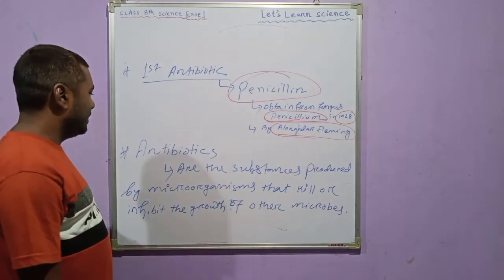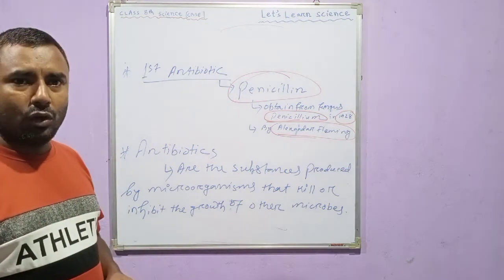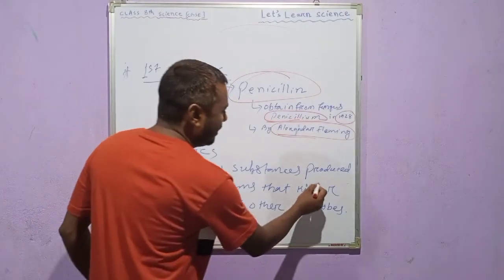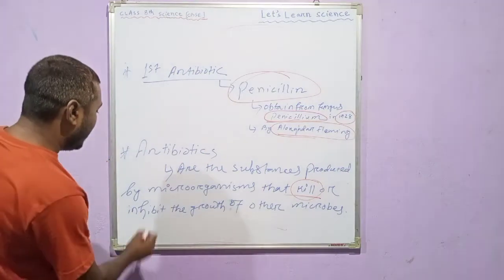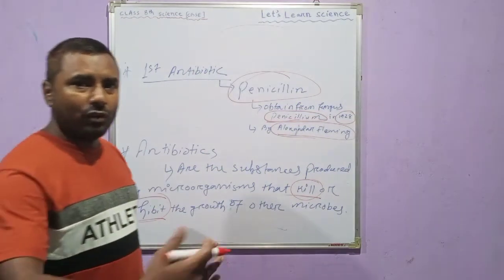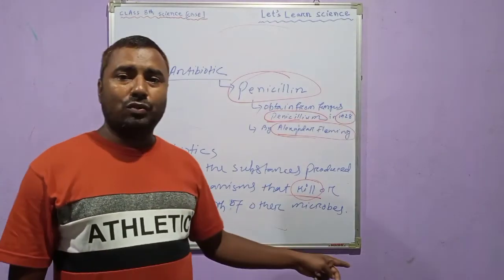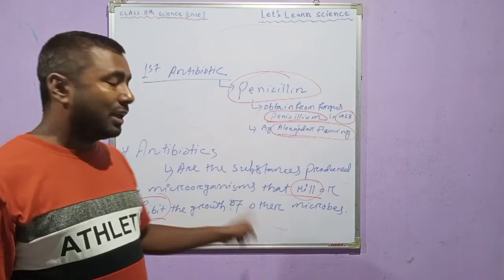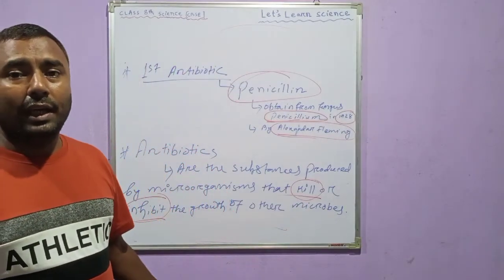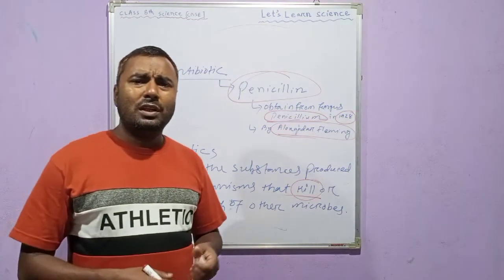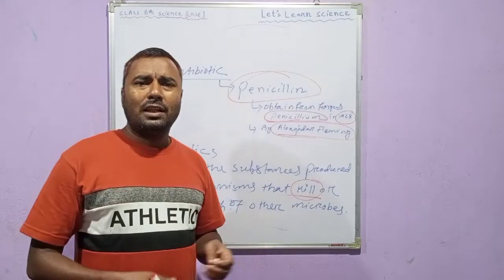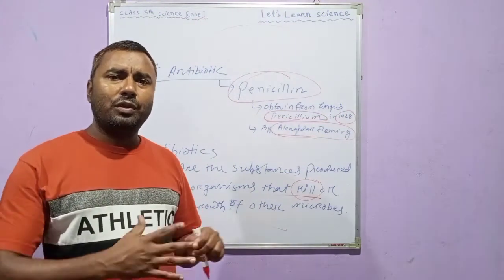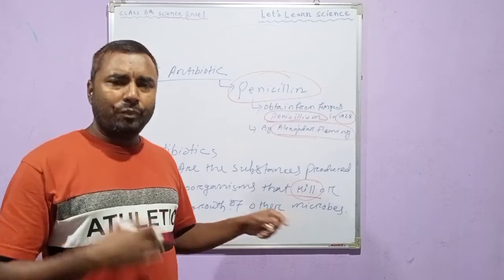Now let's see what antibiotics are. Antibiotics are substances produced from microorganisms that kill or inhibit the growth of other microbes in the body. Whenever we suffer from different kinds of viral or bacterial diseases, we visit our doctor, and the doctor prescribes various types of antibiotics in order to protect our body from different types of microbes or pathogens.